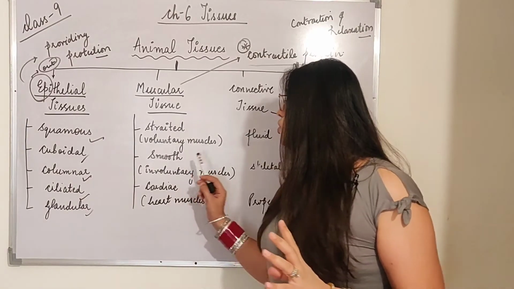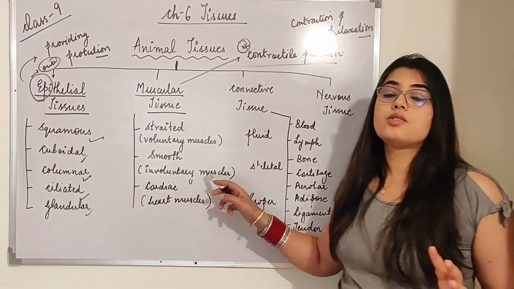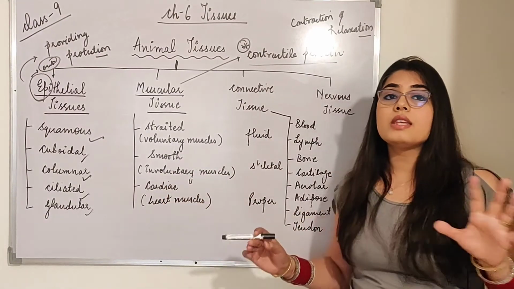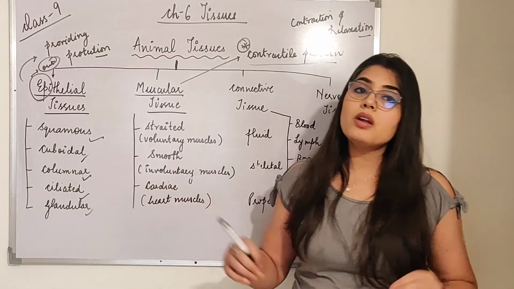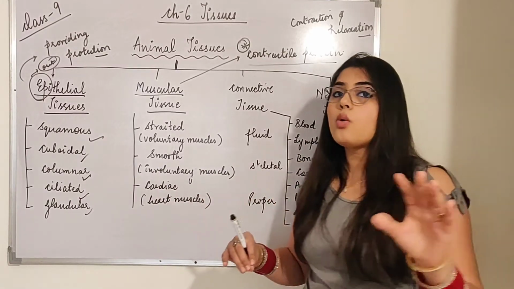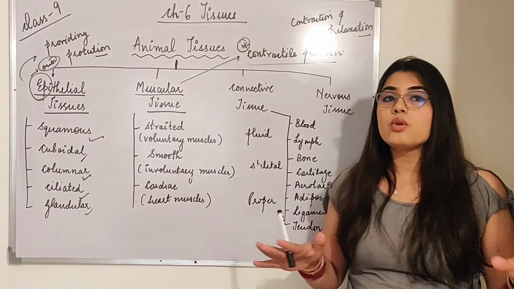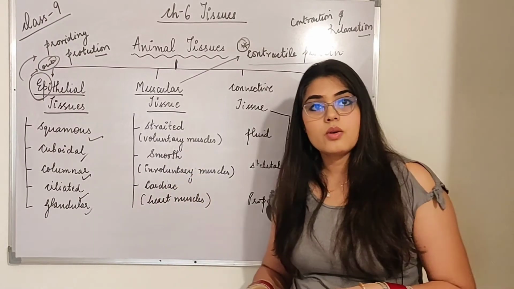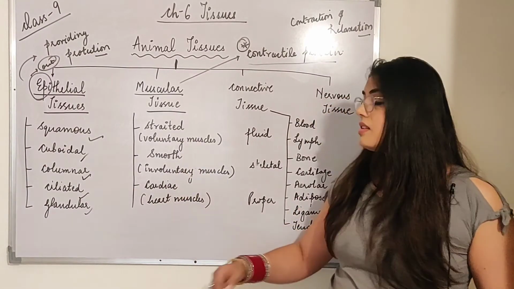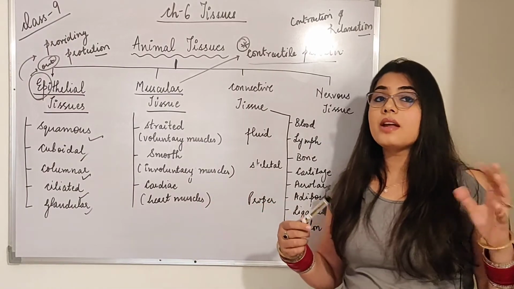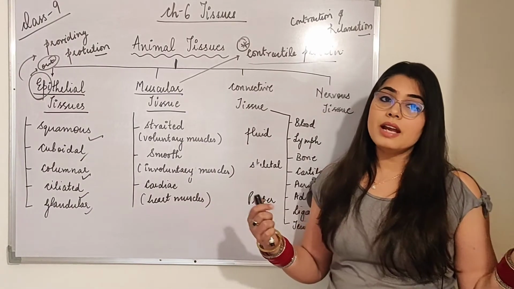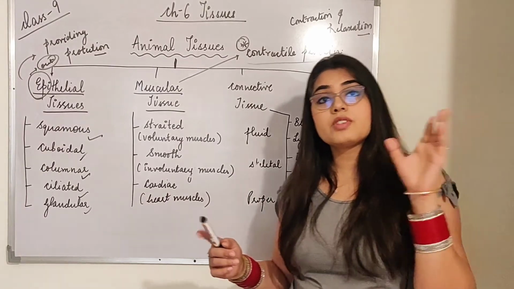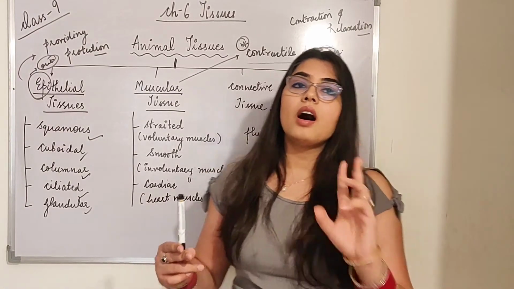Fine. Then come smooth muscles, beta, which are involuntary muscles. That means we do not have control over these muscles. These muscles will keep on functioning on their own. We do not have any role to play in the functioning of involuntary muscles. Then the last is the cardiac muscle, beta. Cardiac muscles are related to what? Heart, right? Cardiac means heart. So these are a specific type of muscles which are present only and only in our heart.